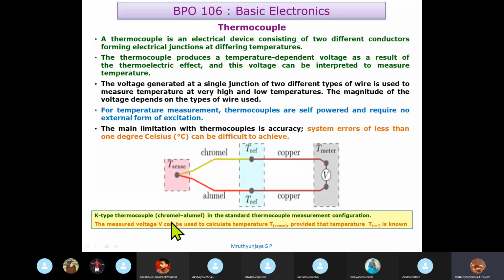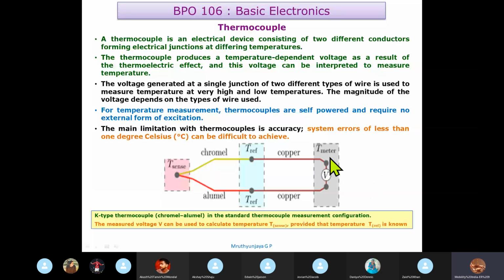K-type thermocouple, that is chromel alumel. The material used here is chromel alumel. This is the standard thermocouple configuration. The measured voltage V can be used to calculate temperature, and that's what I explained. This slide gives the information about thermocouples.